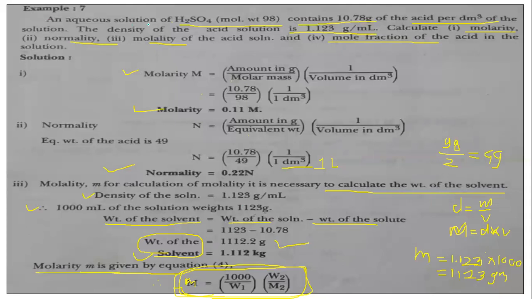See now, an aqueous solution of sulfuric acid having molecular weight 98 contains 10.78 gram of acid per liter. The density of the solution is 1.123 gram per ml. This is the density given. What we are going to find out is the molarity, then normality, then molality, and at the end we are going to find the mole fraction.